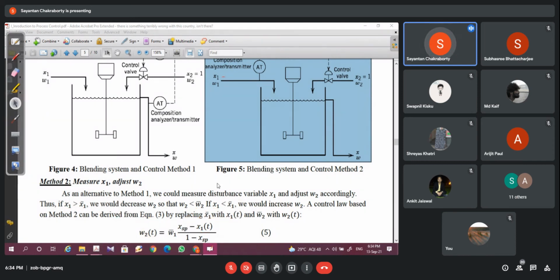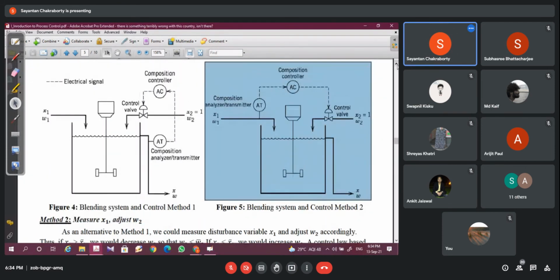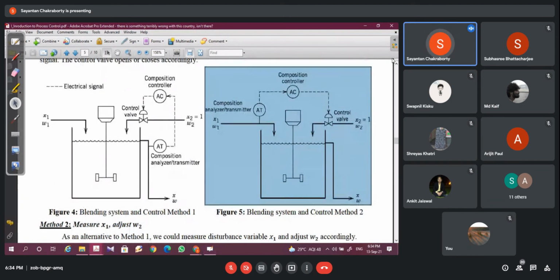These are two control aspects. The third one is that you can measure both x1 and x and take corrective action accordingly. Now, why do we need to measure both x1 and x? This is very important to know.